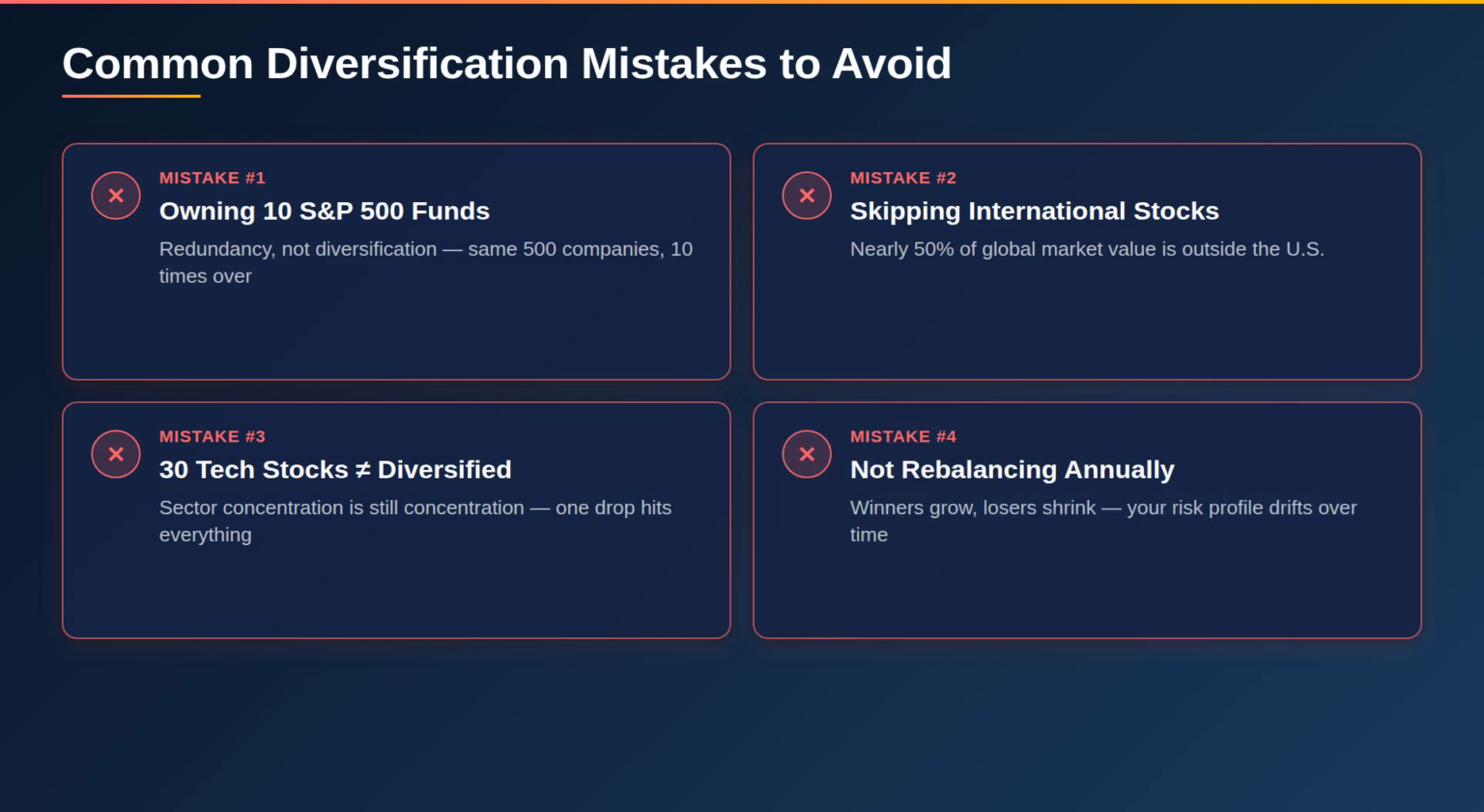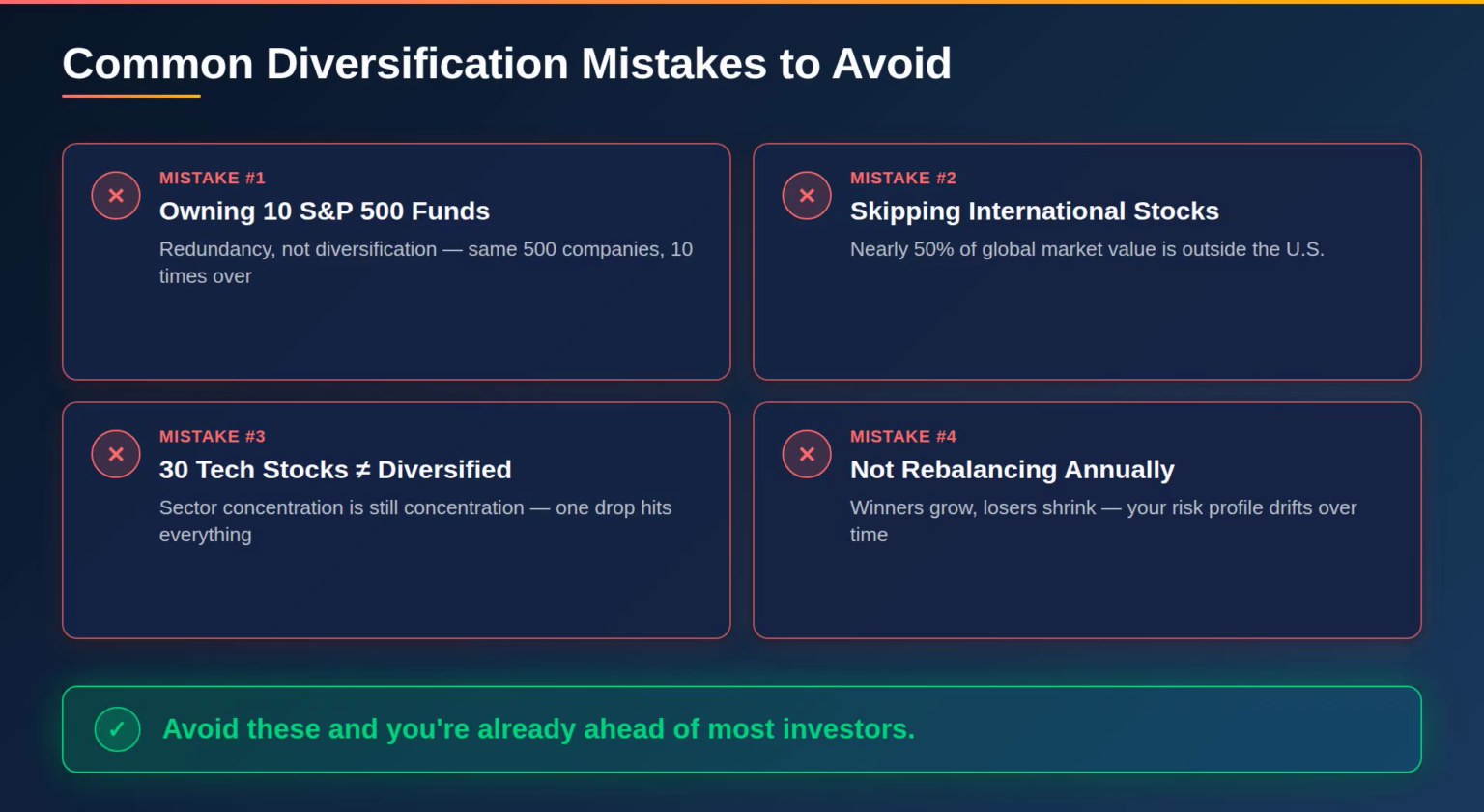Mistake number 2. Ignoring international stocks. Nearly half of the world's stock market value is outside the United States. Skipping it means missing enormous opportunities. Mistake number 3. Owning 30 tech stocks and thinking you're diversified. If the tech sector drops 40%, your whole portfolio drops with it. Sector concentration is still concentration.